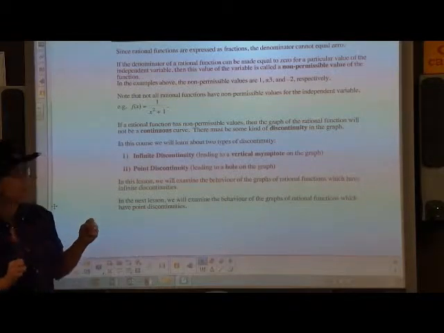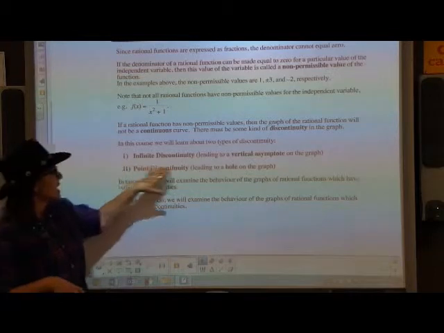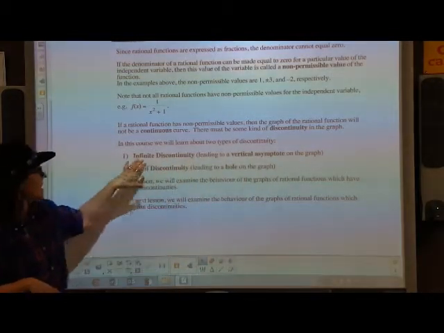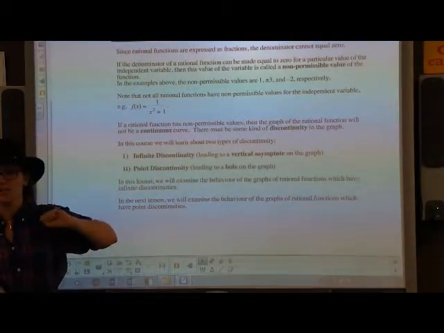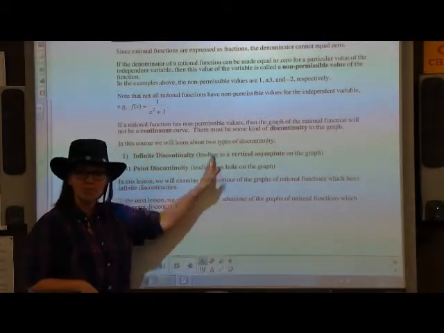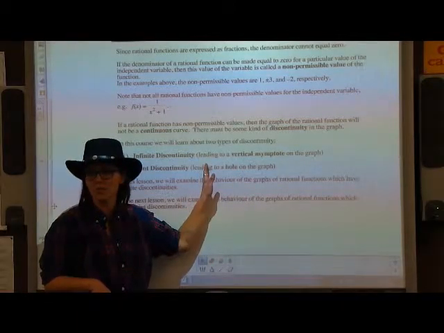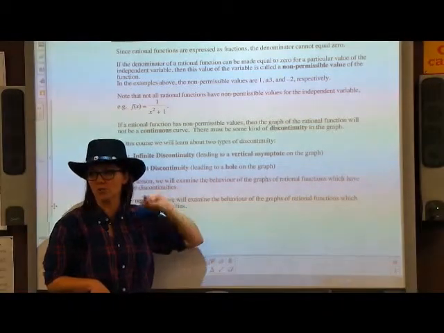There's 2 types of breaks in the graph. There can be an asymptote. This is called an infinite discontinuity. So what it means is that the graph gets close to that breaking point without ever crossing over. It just keeps getting closer and closer and closer to it.